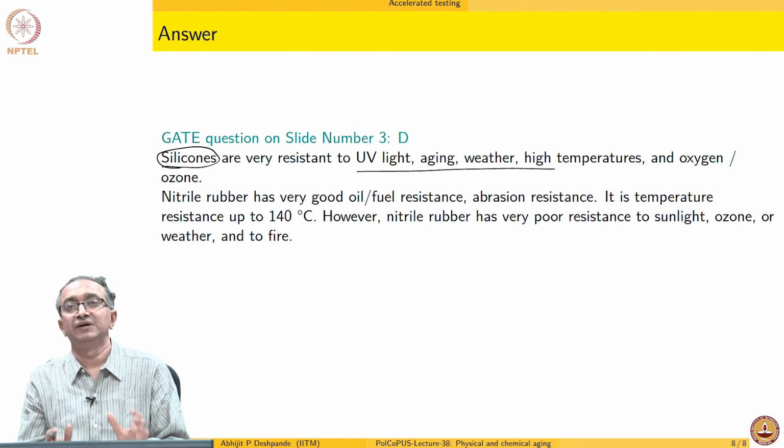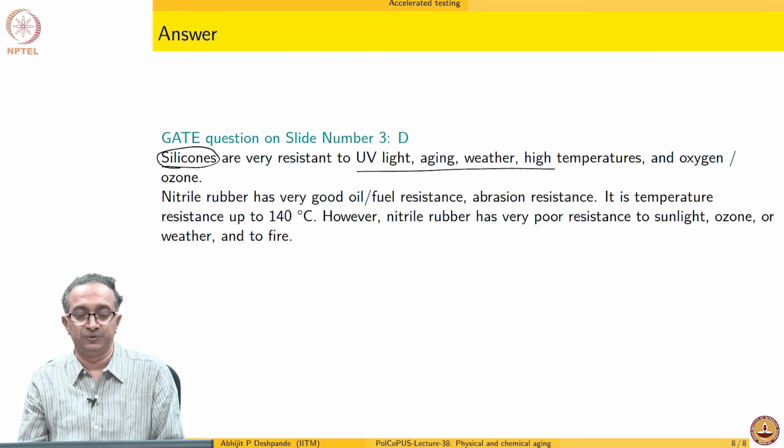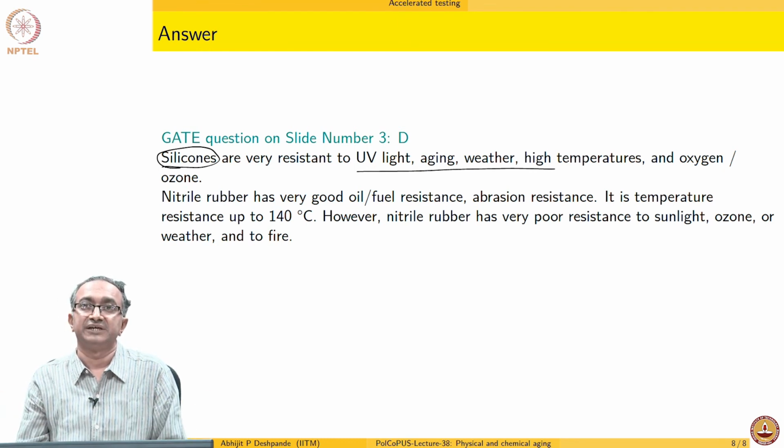So, with this we will close this lecture, and we will continue our discussions related to properties of the materials in many of the lectures to come.